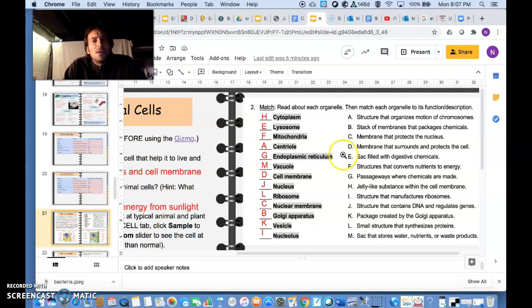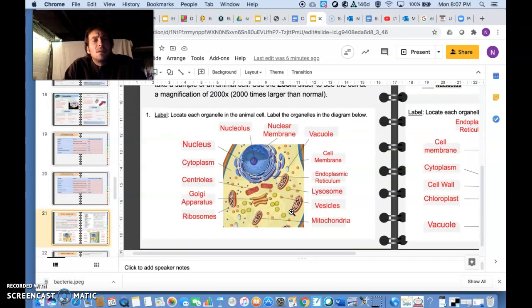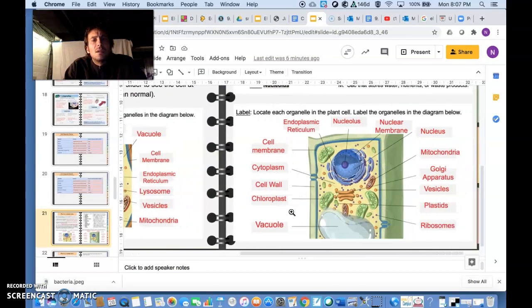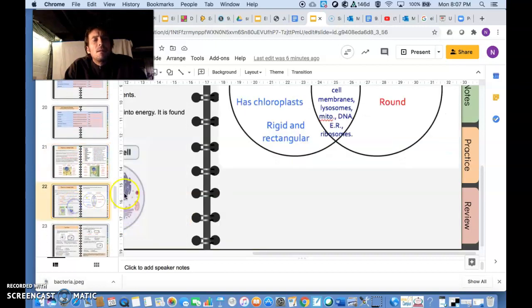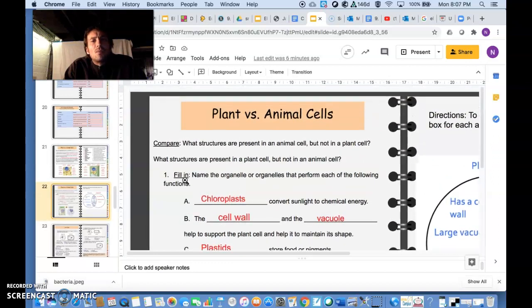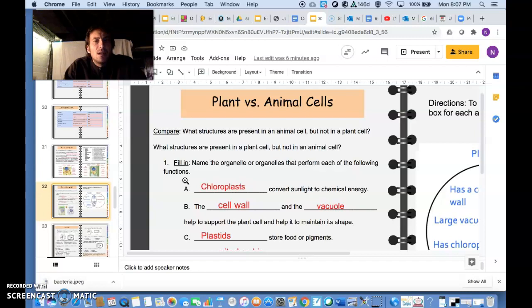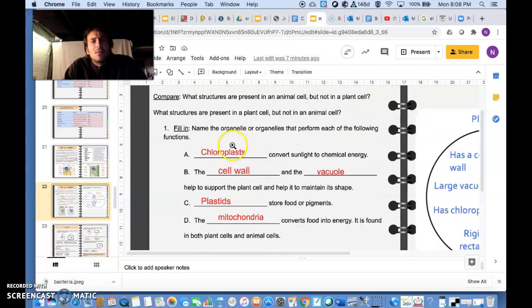So again, here I'm just going to put this up so you can key out your work. And if you look here, the matching, obviously, the cytoplasm, the jelly-like structure, etc. So you can key out your notebook so you have something to look at, study from. There's the animal cell and the plant cell again. So, what structures are present in an animal cell but not in a plant cell? And then what structures are present in a plant cell but not in an animal cell? So, what are the organelles that do each of these things?